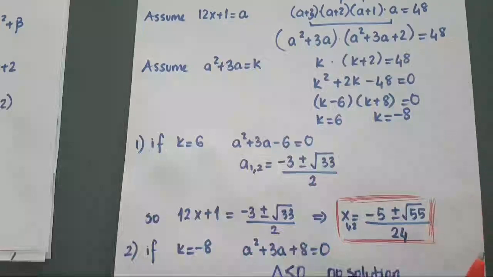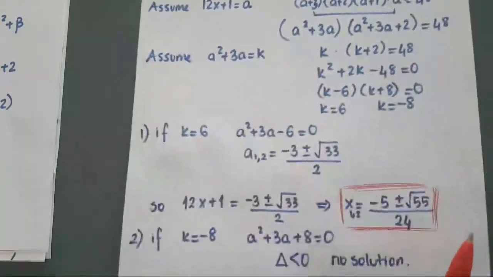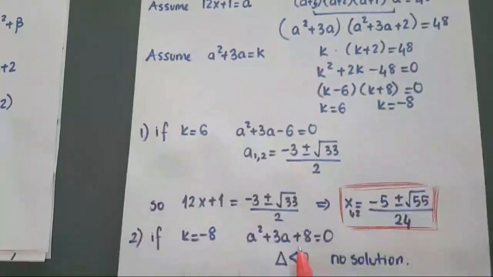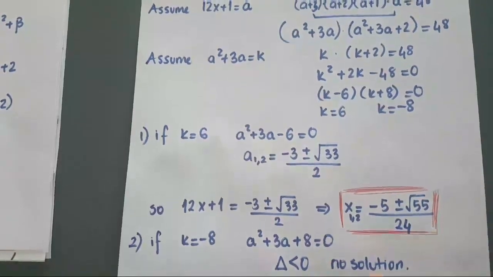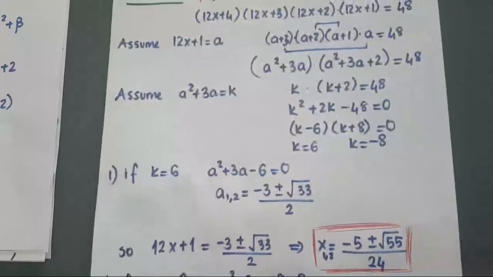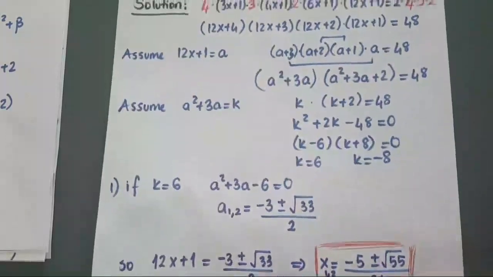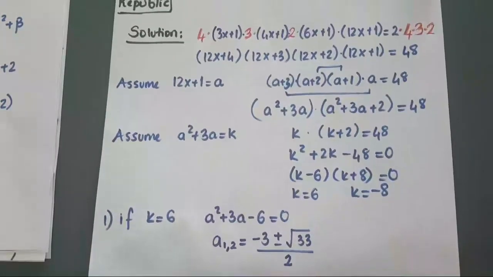And when you check the second case, k is negative 8. The quadratic equation does not have a solution because delta is smaller than 0. Any question, guys? Is it clear? I want to show from the beginning.